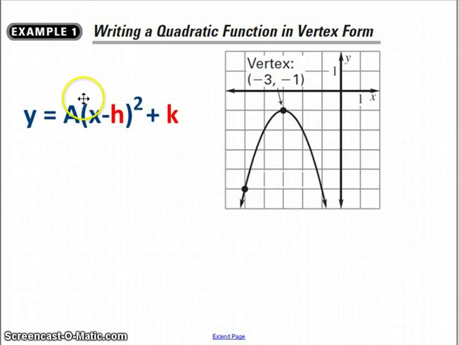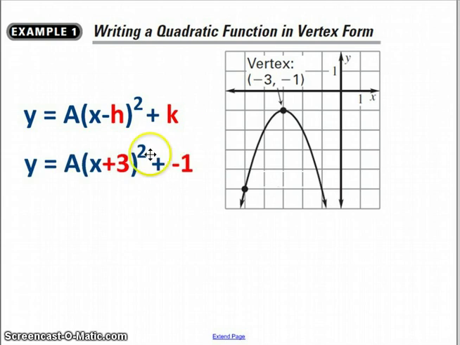Remember our old friends h and k. So here is the generic or basic form of the vertex form. a, x minus h, all in parens, squared plus k. And remember, h is going to change its sign, and k is going to keep its sign. So I'm going to plug -3 and -1 in. -3 changed its sign and became +3. k kept its sign as -1.